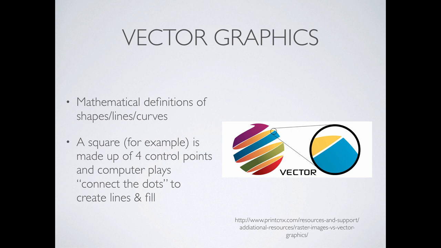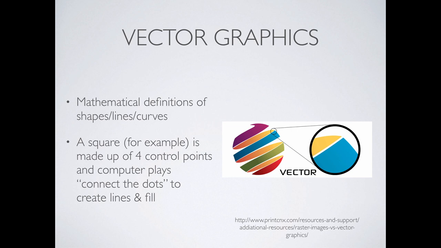Vector graphics, on the other hand, this is the alternative, this is the opposite, are mathematical definitions of lines or shapes. So if we think about a cube, and this is a big simplification, but if we think about a cube or a square, if we define mathematically each corner point, and we say these are the four corners, and it's filled with red, it's a very small bit of information, and the computer can say, yeah, those four points, let me connect straight lines and fill it with red.